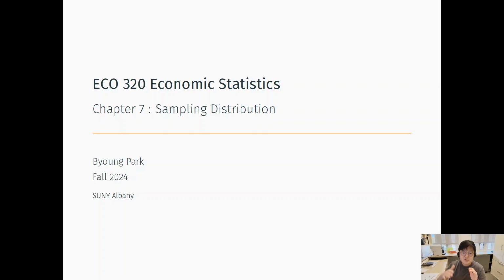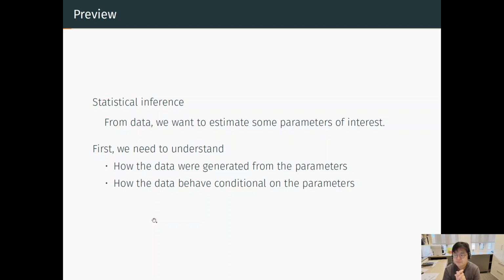And after this chapter, we will start the actual data techniques: estimation, inference, hypothesis testing, regression. Those are actual applicable techniques based on the theory we learned in the previous chapters. And this chapter, the sampling distribution, is the bridge between them. Okay? So, ultimately, what we want is statistical inference.